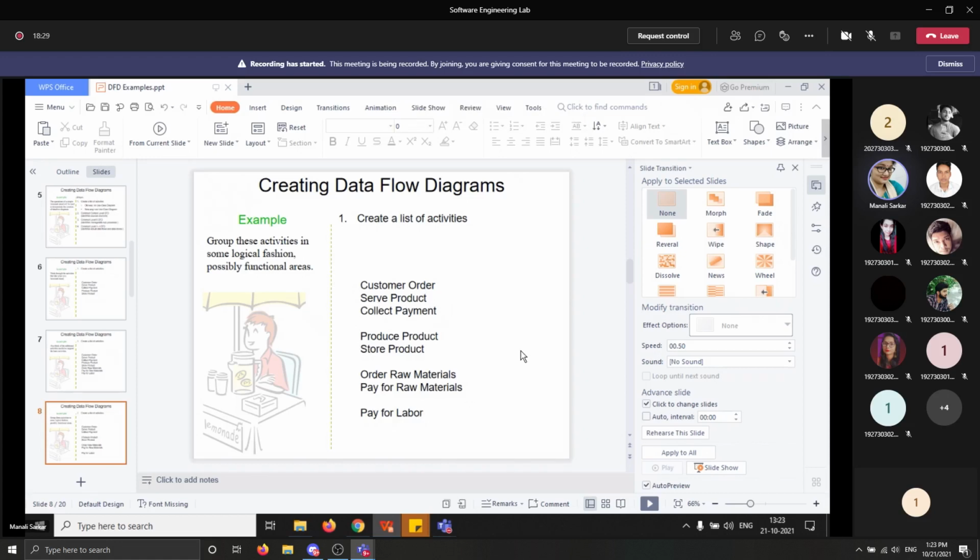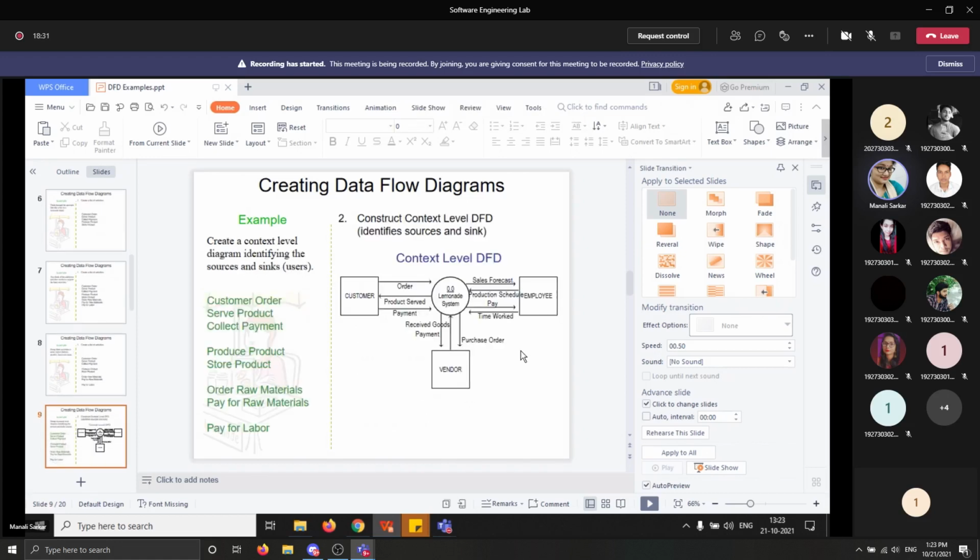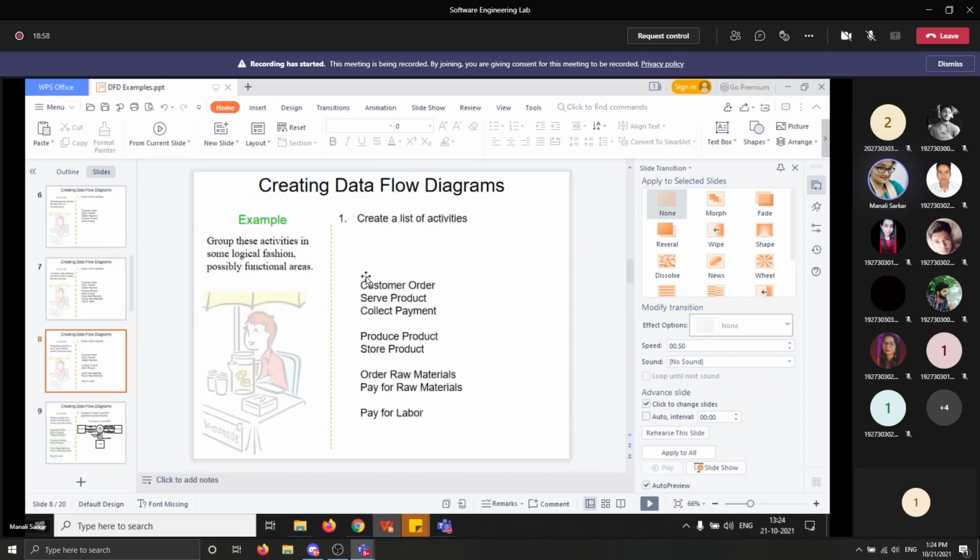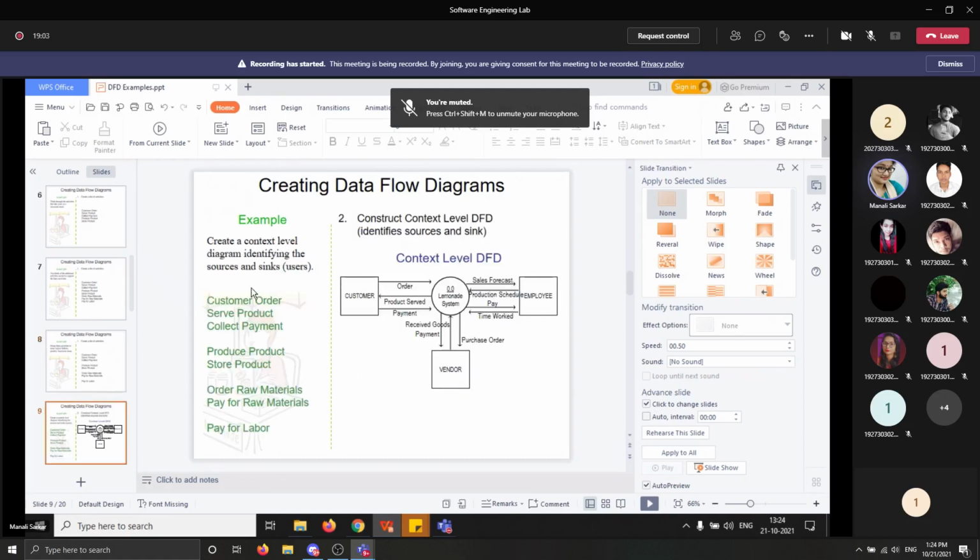So that's why we are selecting the similar type of activities into one group. Okay. So next, this is the original diagram. See, this is a diagrammatic view which is showing the flow of data, how data is flowing. So see here, this is the context level DFD which identifies source and destination. Here, create a context level diagram identifying the source and sink, that is source and destination. In the last slide we have seen we have combined the similar type of activities.